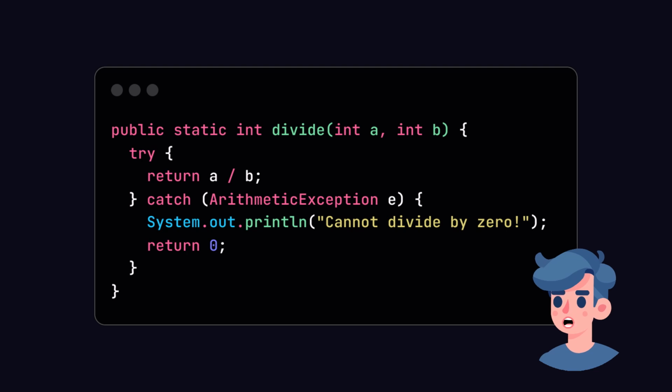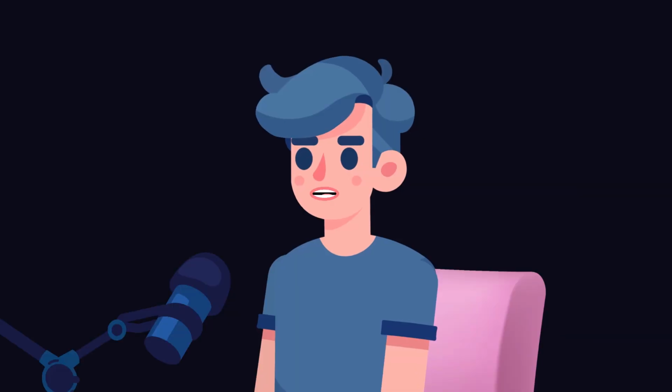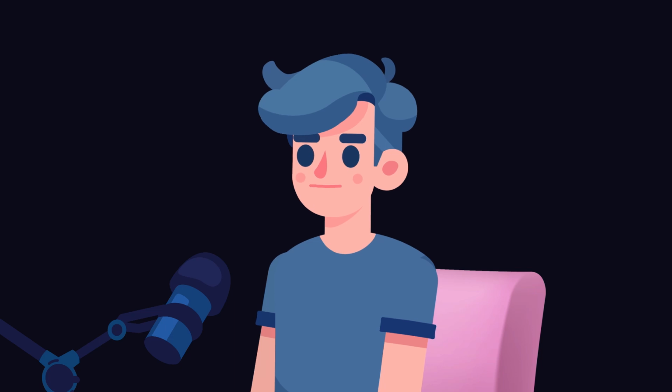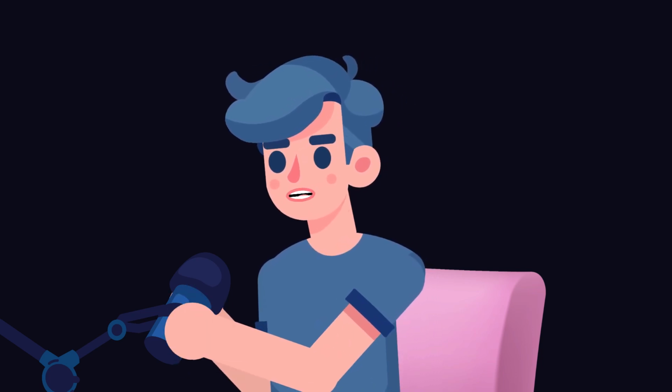Let's go ahead and modify our divide method to handle exceptions gracefully. We'll implement a try-catch block so that we can manage the arithmetic exception. Now that we have set up our error handling, let's run our program again in debug mode. We expect to see our message in the console, and the application should now safely return 0 instead of crashing.